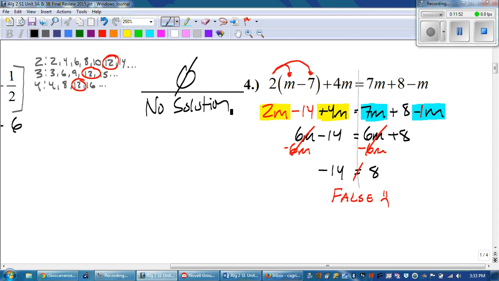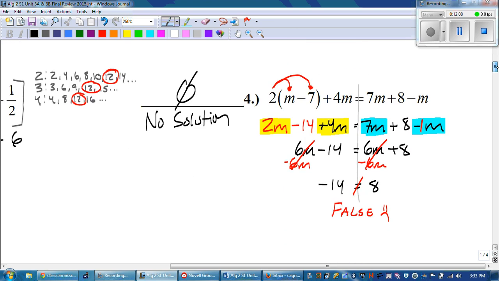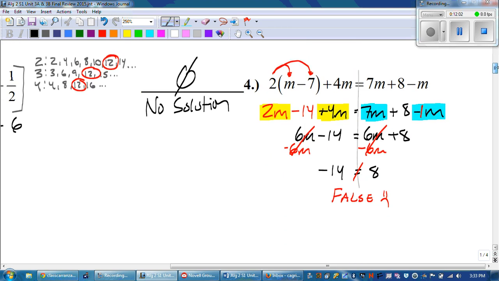Okay, so you can look at number 2. When we solved and they equal each other, that's infinite solutions. When the variables cancel and we're left with a false statement, it's no solution.